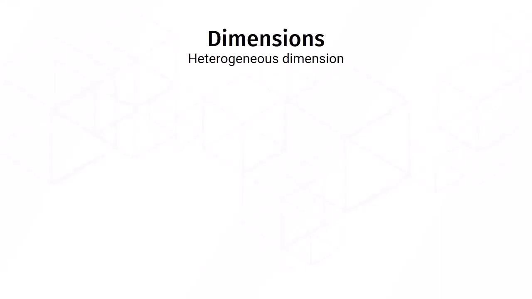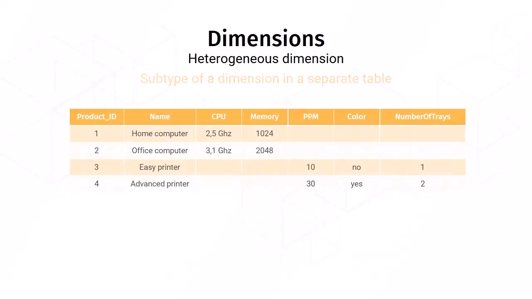Heterogeneous dimension. And then we have yet another dimension, the heterogeneous dimension. Let's first take a look at the definition. A heterogeneous dimension is a subtype of a dimension in a separate table. Let's deal with our product dimension because we sell products online. In the first two columns, we do not see anything unusual. The first column is the product ID. This refers to our fact table. The second column shows the name of our product.